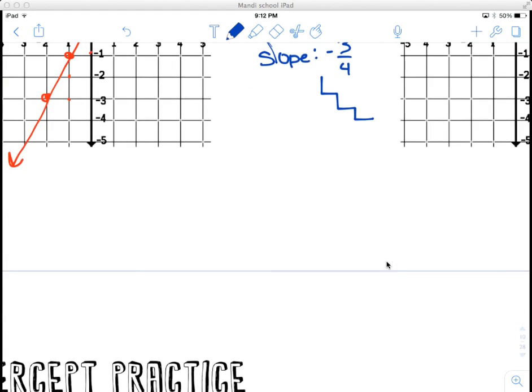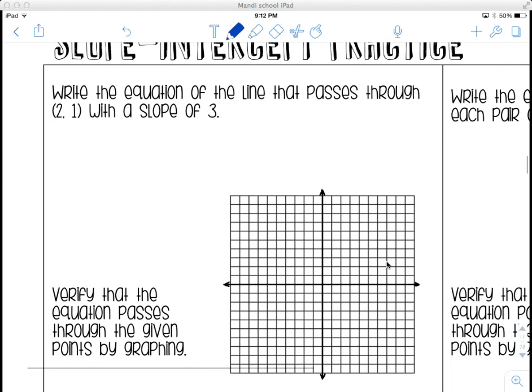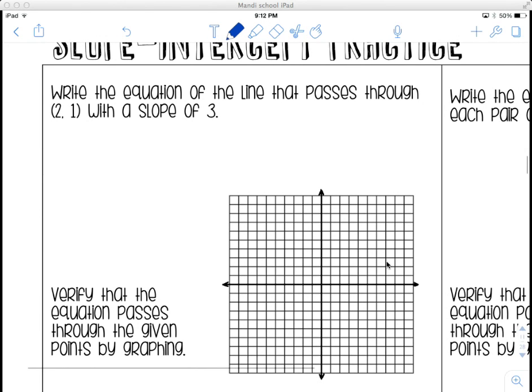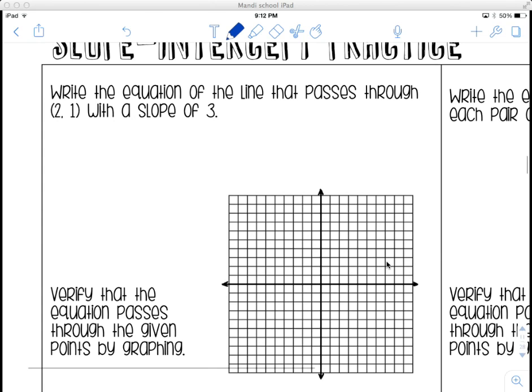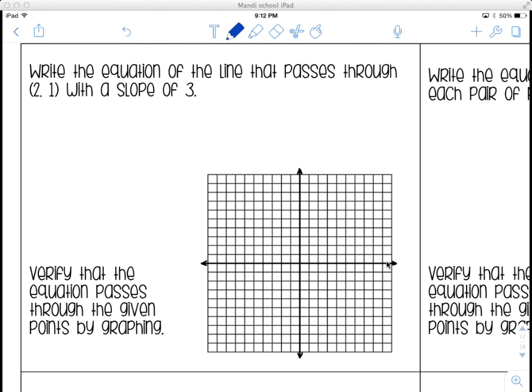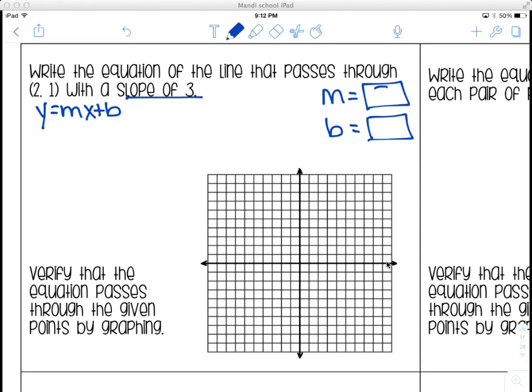Okay, now we're going to look at writing the equations of a line based on given information. So this one says write the equation of the line that passes through 2, 1 and has a slope of 3. So we always start with y equals mx plus b. And we know that we need a slope and we need a y-intercept. Well, we're given the slope of 3 and it passes through the point 2, 1.